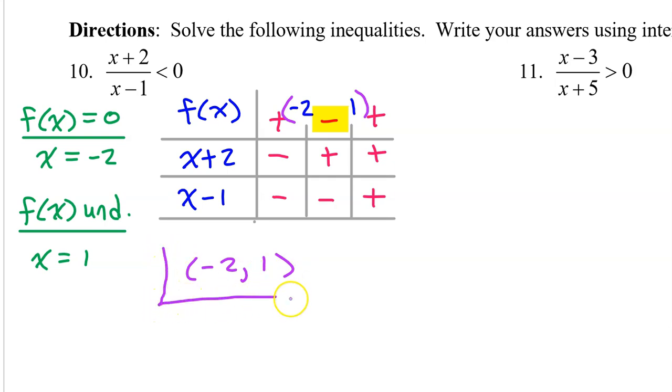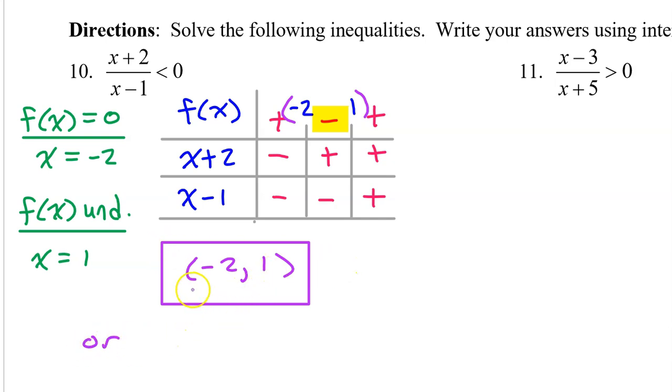So this is the solution in interval notation. I'm not going to do this every time, but I am going to write this as an inequality just to show you that you can. So you could write this as negative 2 is less than x, which is less than 1, for example.